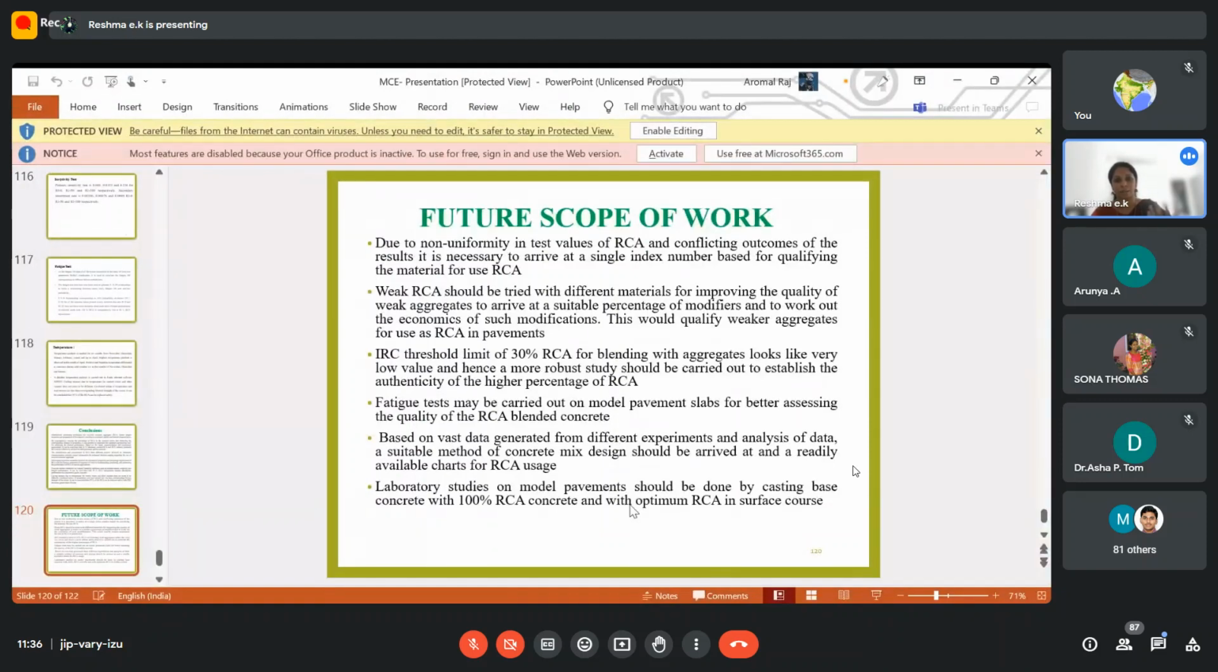And then, if funding is there, it is always possible to have some strain gauges and thermocouples or anything. Some field studies can be done. Mine was limited to laboratory samples.